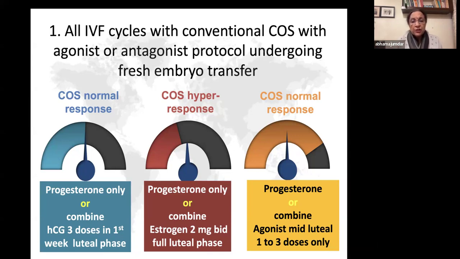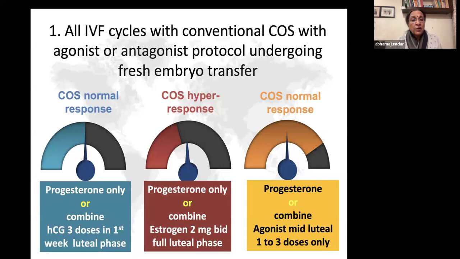Either you combine progesterone with a small dose of estrogen or nothing at all. Especially in hyper response, we like to give small doses of estrogen because estrogen falls very rapidly in the luteal phase. And a hyper responsive patient will have very high levels in the follicular phase. So it has been seen that giving a small dose of estrogen supports the endometrium a little better.